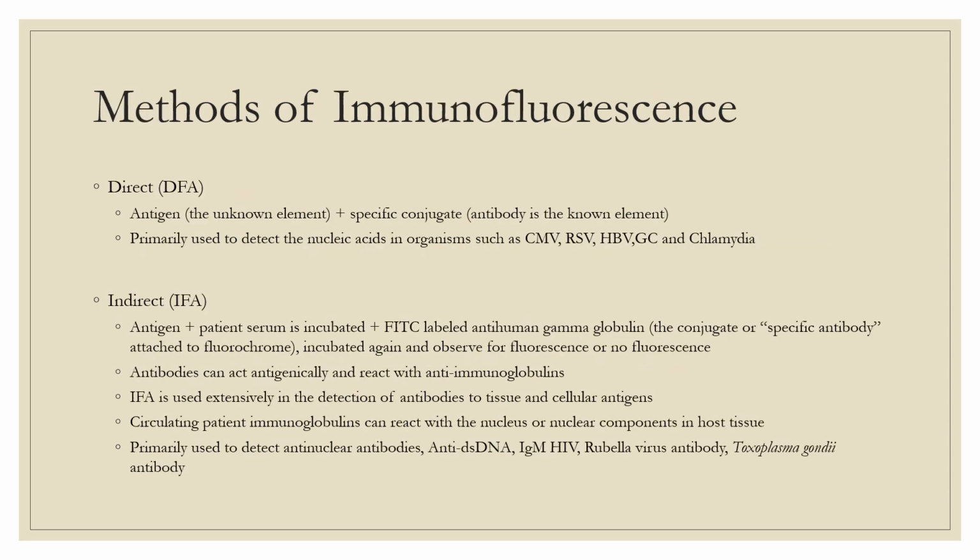We have two different types of immunofluorescence procedures. One is called the direct fluorescent antibody procedure, and one is called the indirect fluorescent antibody procedure. The direct fluorescent antibody procedure is used for identification of such diseases as RSV and Giardia and Cryptosporidium as far as our parasitic diseases are concerned. In the direct immunofluorescence test, we have the antigen, which is the unknown element, plus our specific conjugate, and the antibody is the known element. And we're primarily used to detect nucleic acids in organisms.